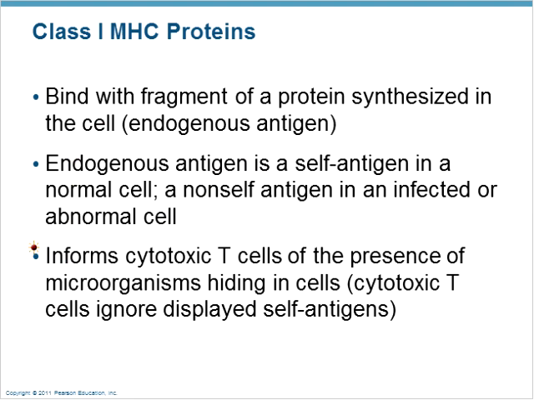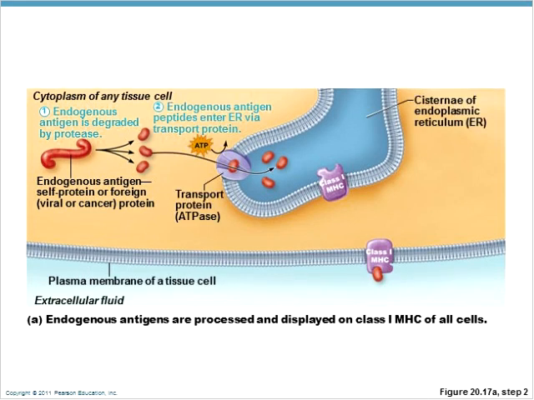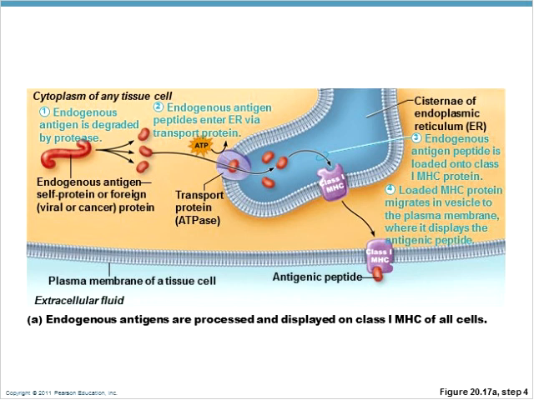It informs cytotoxic T cells of the presence of a microorganism hiding in the cell. So cytotoxic T cells ignore the displayed self-antigens and go ahead and attack the cell. Here, what you see is that the endogenous antigen is degraded by protease, so it's broken down. The endogenous antigen peptides enter the endoplasmic reticulum via the transport proteins. The endogenous antigen peptide is loaded into class I MHC protein.